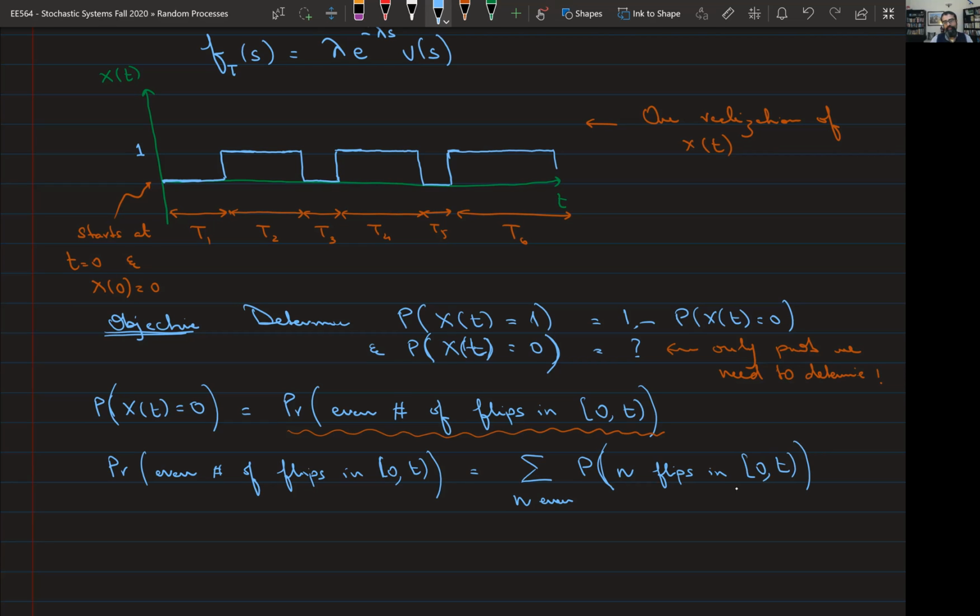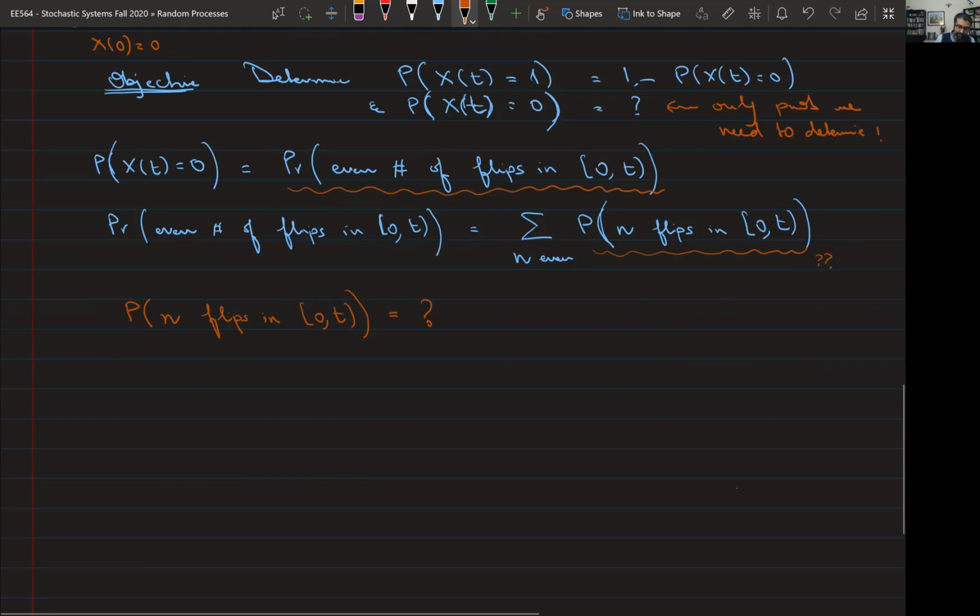Right? So if I have the PMF on the number of flips in a certain time interval, and if I sum that PMF over only the even indices, that will give me the probability that there are an even number of flips in that given time interval, right? So this is once again an intermediate step. From here, what I conclude is that I somehow need to compute this: the probability that there are exactly n flips in a certain time interval. What is the probability that there are exactly n flips in this interval 0 to t? This is what we need to determine.